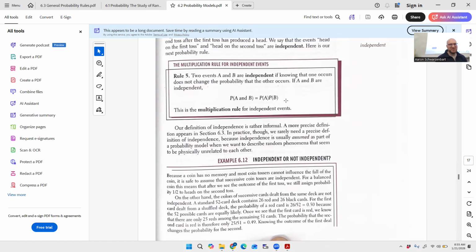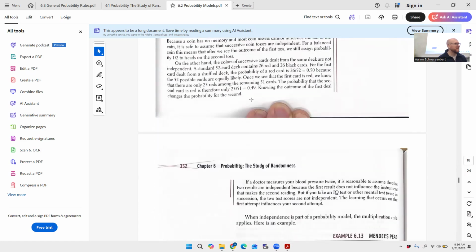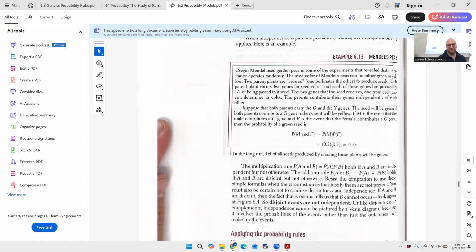Okay, and I did show you this rule before. Independent or not, because a coin has no memory, most coin tossers cannot influence the fall of a coin. It is safe to assume that successive coin tosses are independent. So you can assign each one as one half. On the other hand, successive cards dealt in a deck are not independent. And we talked about that, right? It's different depending on which one is dealt.